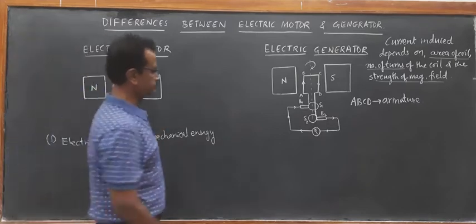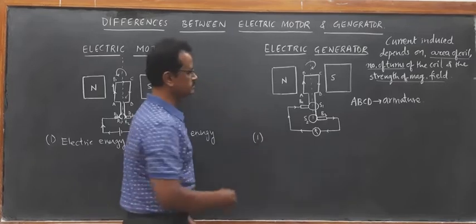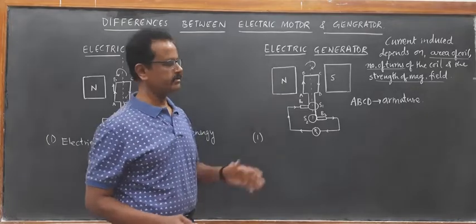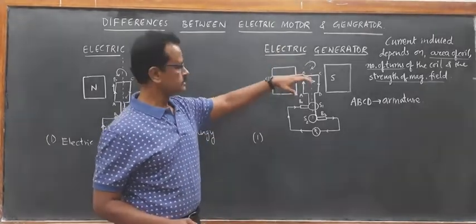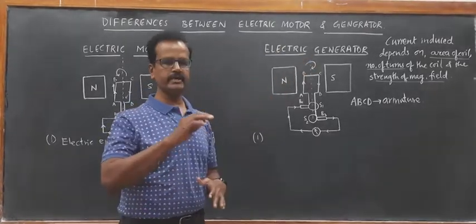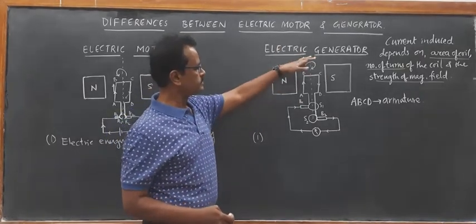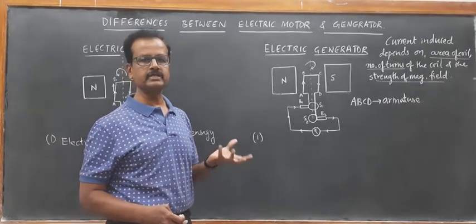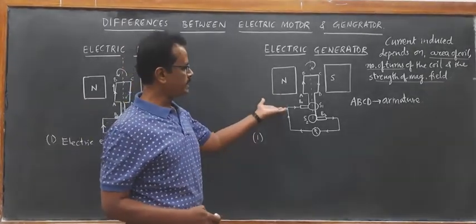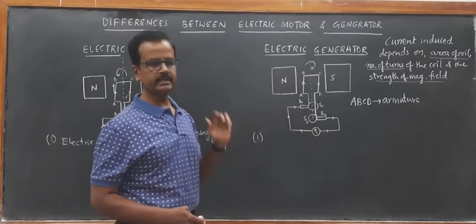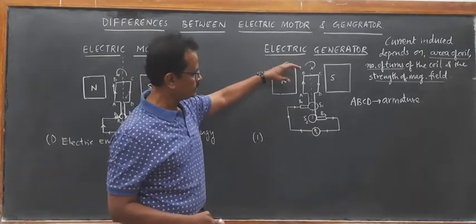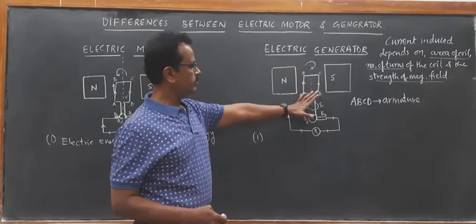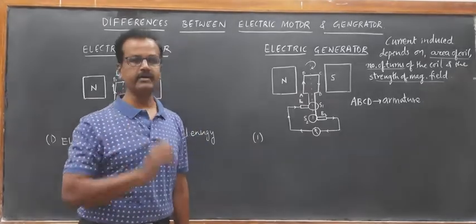And what happens here? Here it is reverse. The coil is rotated in the strong magnetic field using an external agency. The armature coil ABCD is rotated using external mechanical force, external energy. So mechanical energy is converted into electrical energy. When the coil is rotated, you see an electric current is induced. Here we use Fleming's right hand rule.